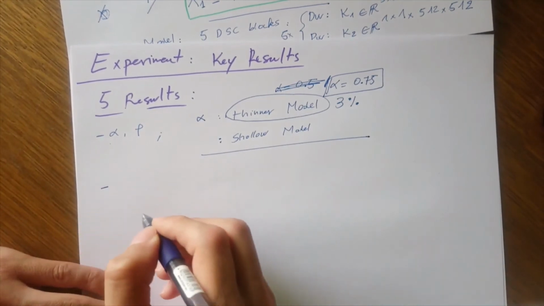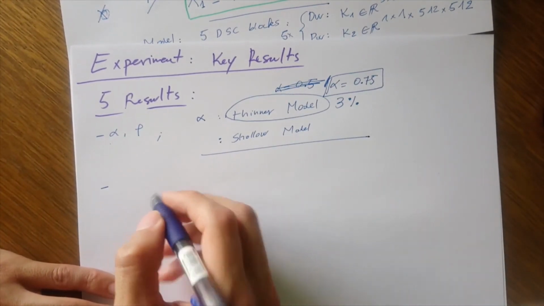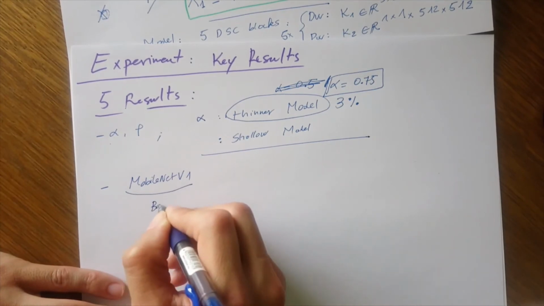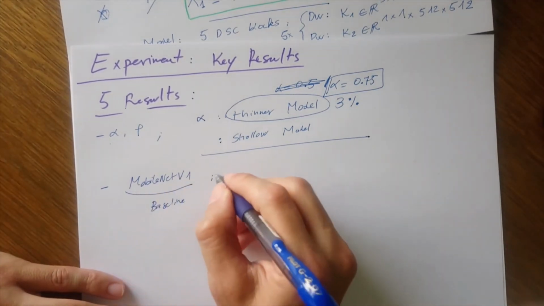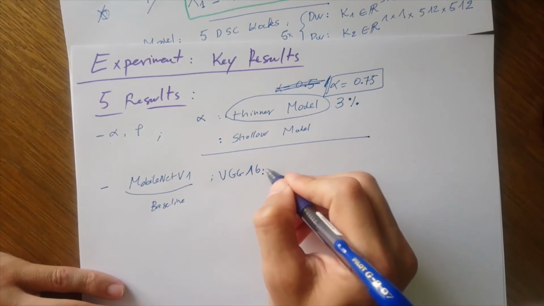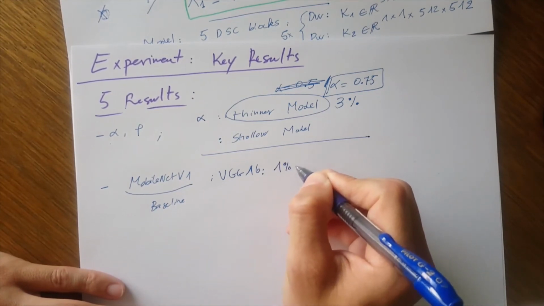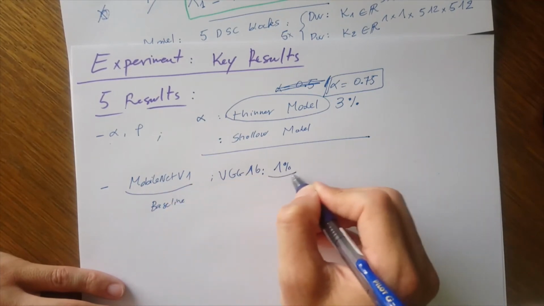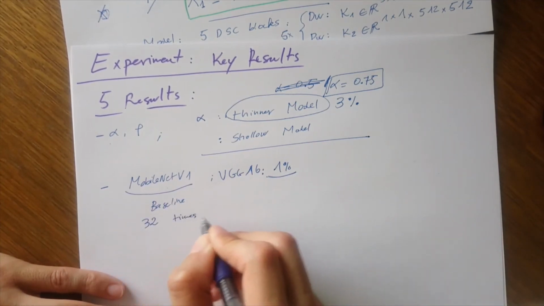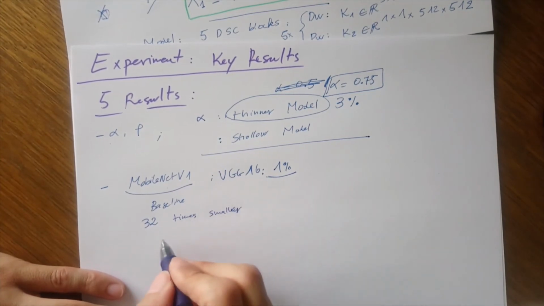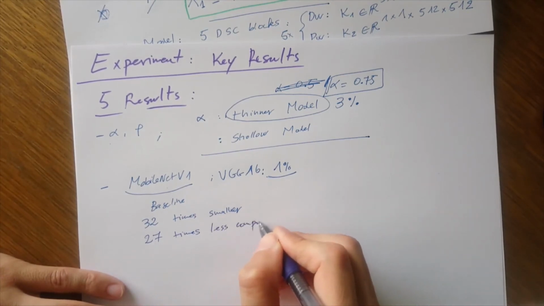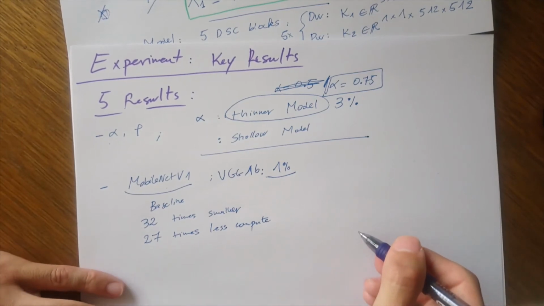Also, a comparison with popular models or architectures. They compared MobileNet V1, the baseline with no shrinking, with VGG16, and they found that VGG16 was 1% more accurate than MobileNet V1. So this is a trade-off. But MobileNet V1 was 32 times smaller and 27 times less compute intensive. This is a remarkable result.